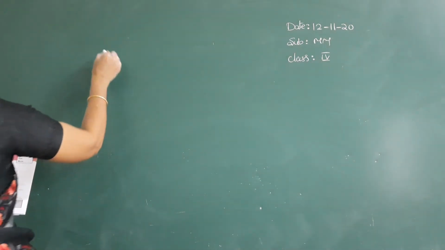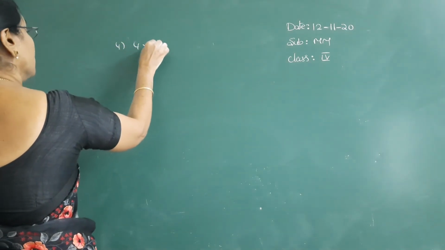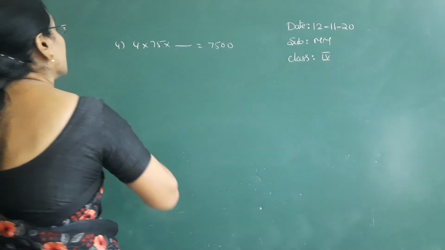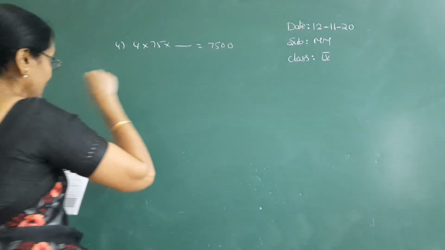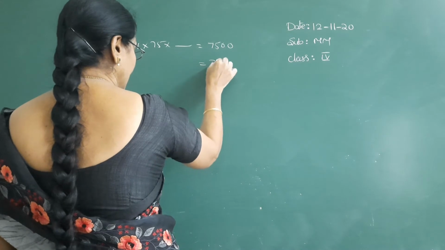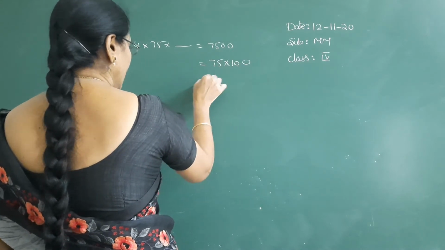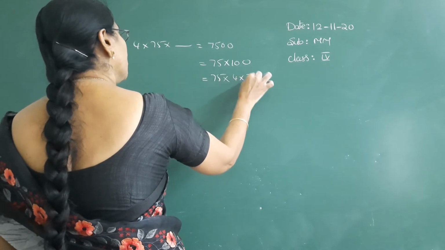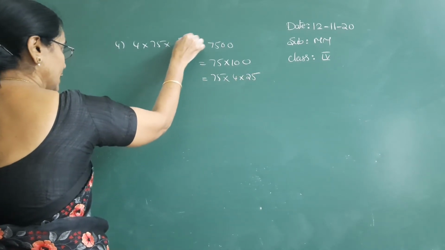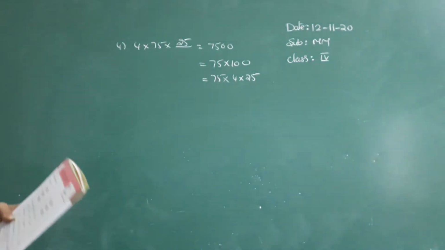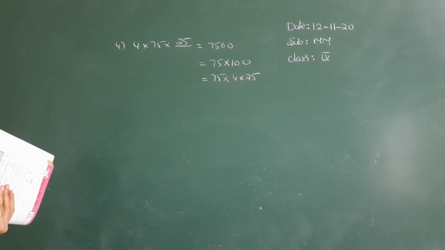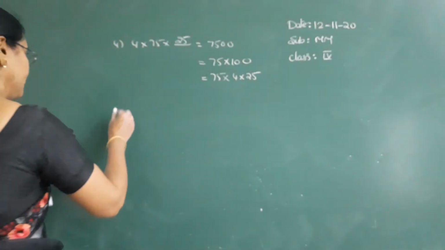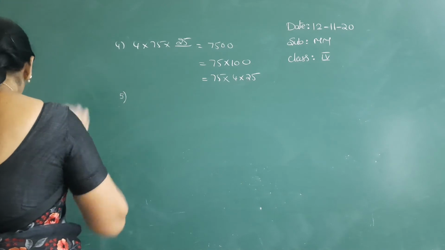See the next question, the fourth question. 4 into 75 into dash equal to 7500. So here observe, 7500 is 75 into 100. You already know very well the 25 table. 4 into 25. So here the missing number is 25. In so many problems you did from third class onwards, if 100 is there, you have to write 4 into 25.